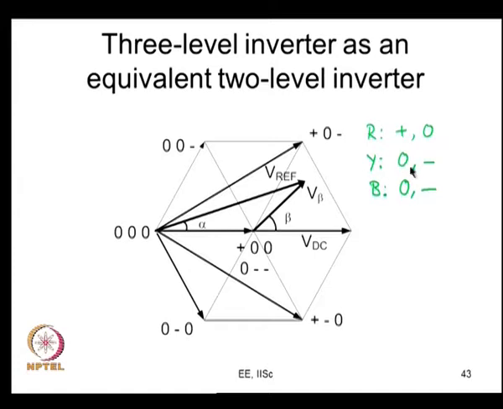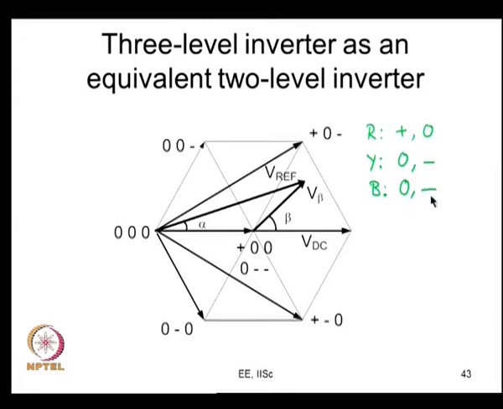Now, let us take Y phase. Up to this angle, which is the Y phase 0 crossing, Y phase is negative here. When the Y phase fundamental voltage is negative, you will want to switch the Y phase only between 0 and minus. Y phase does not really have to switch to positive. So, in its negative half cycle it switches only between 0 and minus. Again, take B phase: its negative peak is here, and this is part of the B phase negative half cycle. So, B phase switches only between 0 and minus.